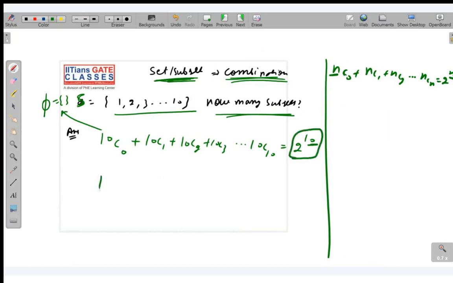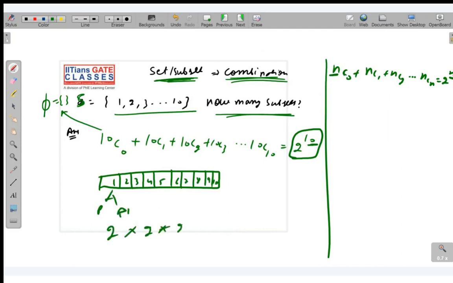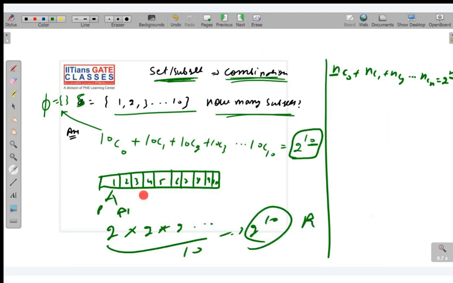Another way can be the box method also. I will write boxes for 1 2 3 4 5 6 7 8 9 and 10. Everywhere I have two possibilities, either present or absent. Every element has two possibilities, present or absent. So 2 into 2 into 2, 10 times, comes out to be 2 power 10 only. Assume all are absent, that will be the empty set. Say all are absent except this one, so only this is present, and so on. I think you have got it.